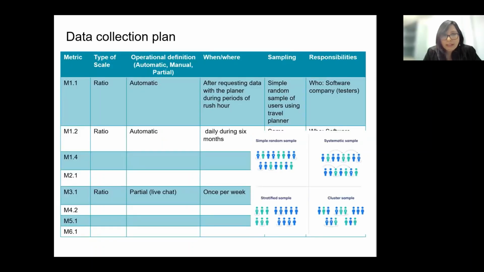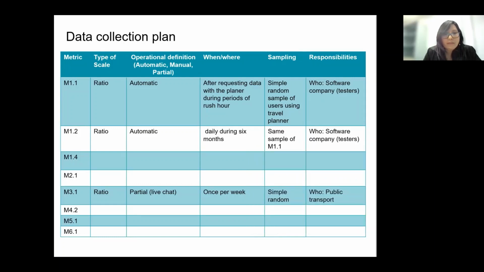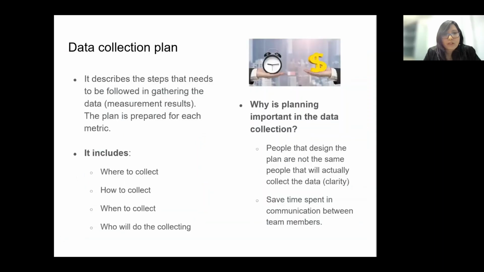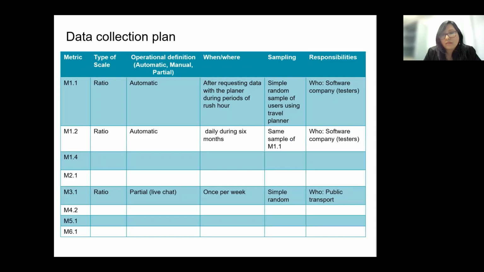The data collection plan should look like this. You have information regarding all this part: where, how, when, and who. And this will be for each metric. One way of organizing this is as a table where you see in the rows the metrics that come from your GQM graph, and then you specify the information regarding responsibilities, who, when and where, all this. This looks like this.